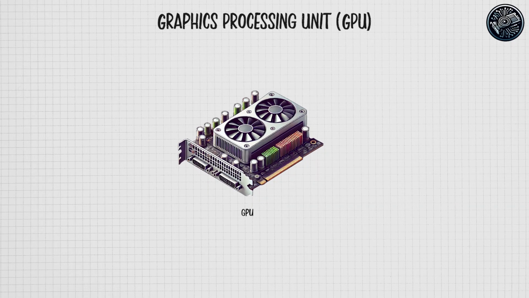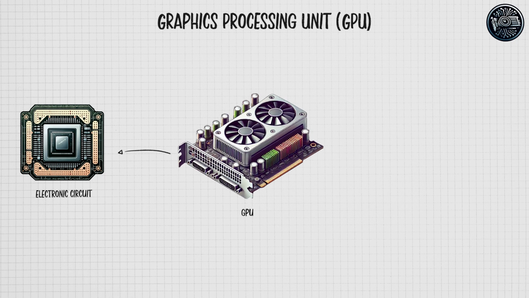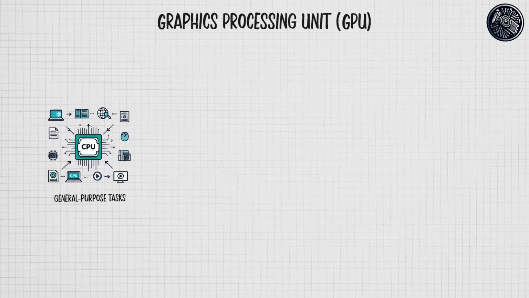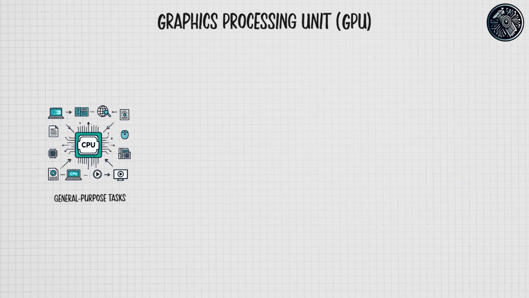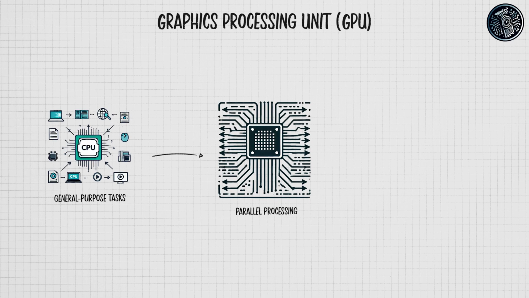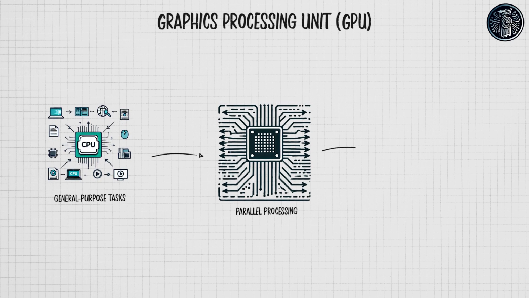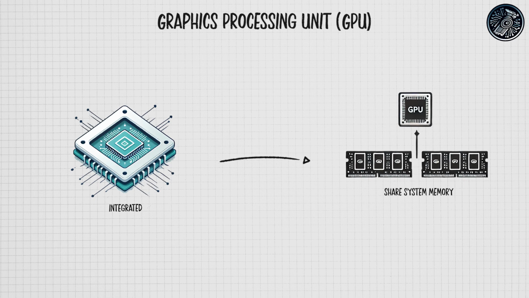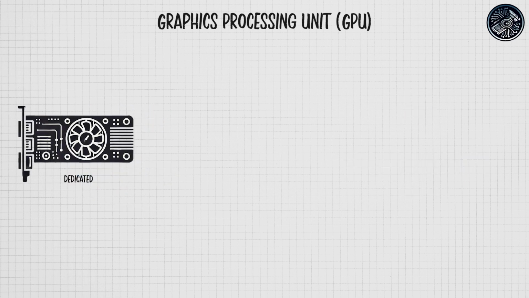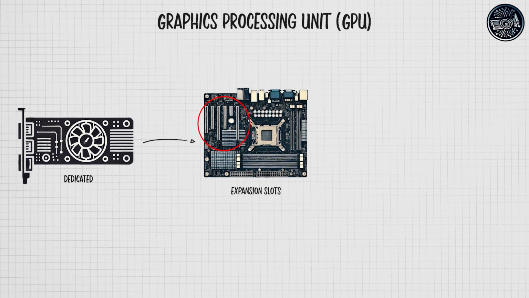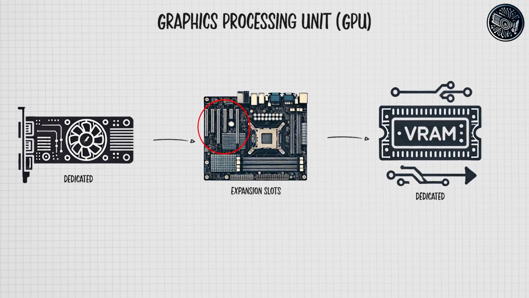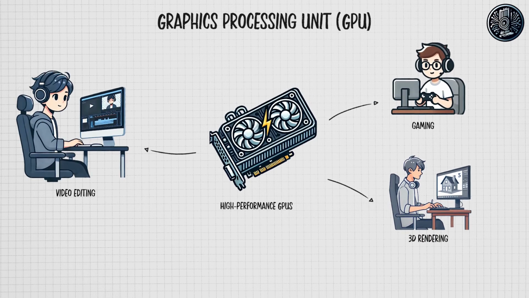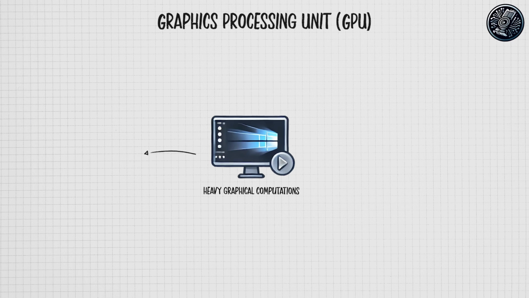A graphics processing unit, GPU, is a specialized electronic circuit designed to accelerate the rendering of images, videos, and animations for display. Unlike the CPU, which handles a wide range of general-purpose tasks, the GPU is optimized for parallel processing, making it exceptionally efficient at handling complex calculations required for rendering graphics. GPUs come in two main forms: integrated, which are built into the CPU and share system memory, and dedicated, which are separate cards installed in expansion slots like PCIe and have their own VRAM, video memory.